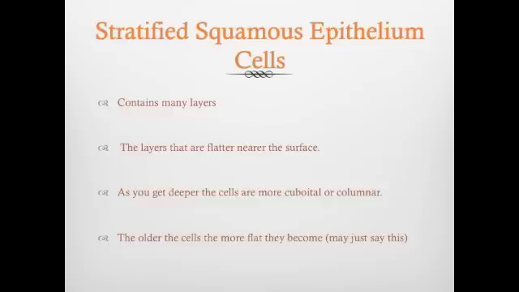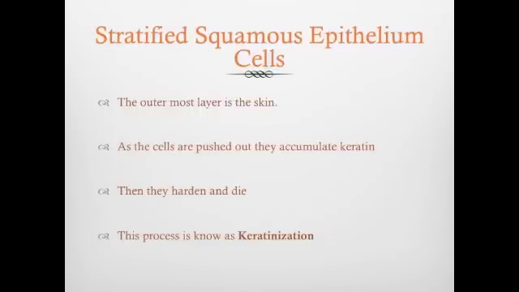Stratified squamous cells contain many layers. As you near the surface of the cell, it appears flatter. This flatness is due to the aging of cells. As you get deeper, the cells become cuboidal or columnar. The outermost layer is the skin.